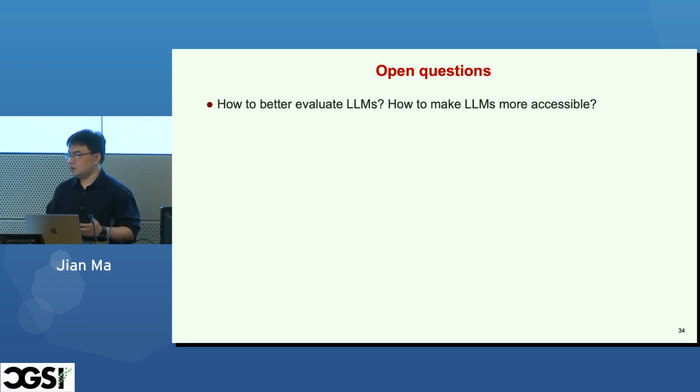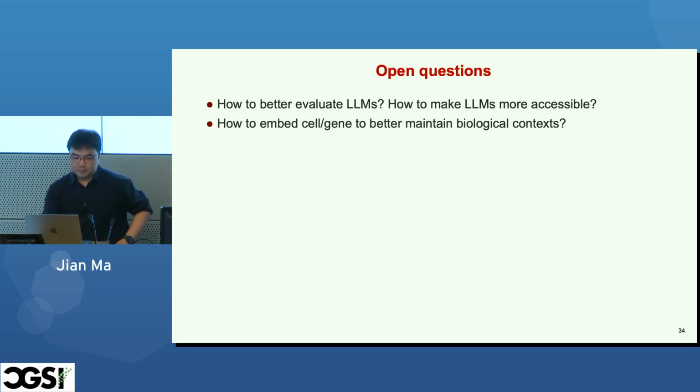And certainly, how to make these large language models accessible, right? Everyone wants to use this, but right now only a small number of groups can actually do that. And this is really something I talk to my students about all the time.